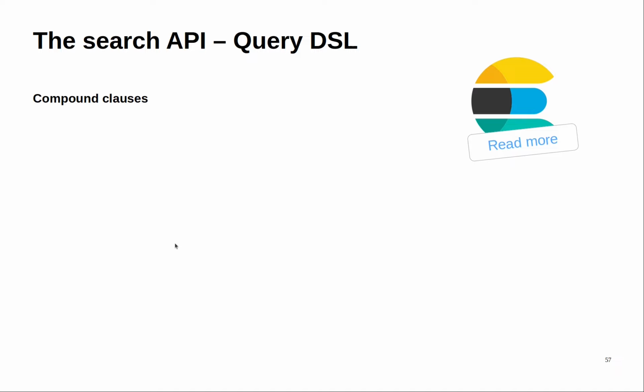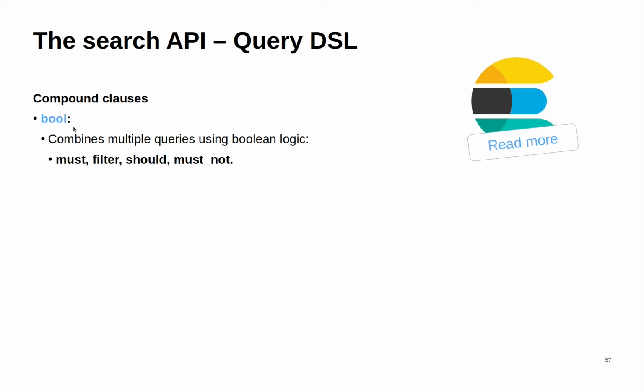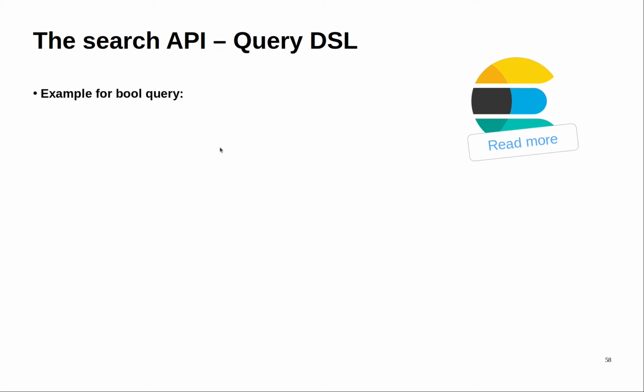Now for the compound clauses, we have the bool query. This one combines multiple queries using Boolean logic. So here we have must, filter, should, and must not. This clause is used with fields mapped to a text data type. Let's see some examples to show you how to use this compound clause. Okay, so this one will be bigger because we will add a lot of things. Because as I told you, the Boolean query allows you to make complex queries by combining multiple, for example, leaf clauses or even compound clauses.